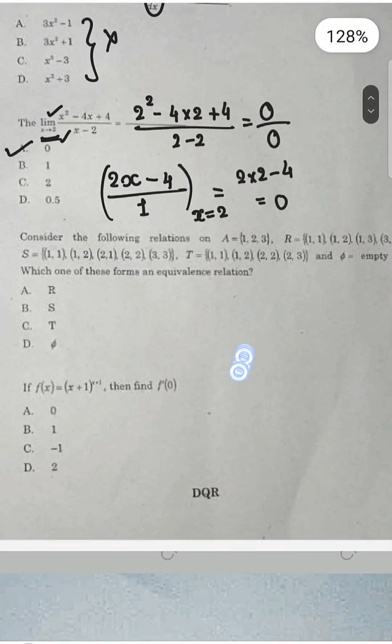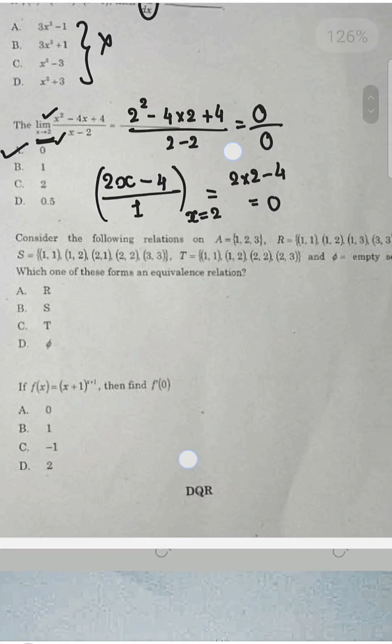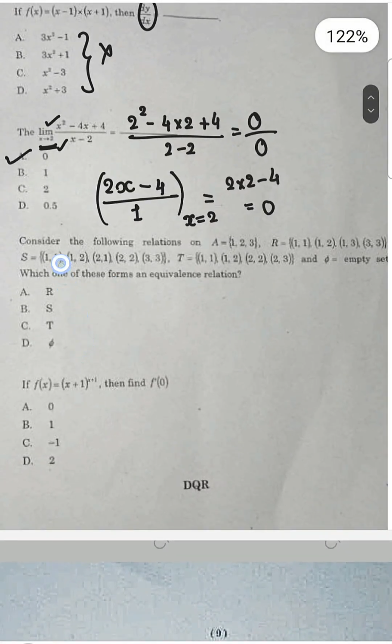Consider the following relations. A is {1, 2, 3}. R is (1,1), (1,2), (1,3), and the last is (3,3). S is (1,1), (1,2), (2,1), (2,2), (3,3). T is (1,1), (2,1), (2,2), (2,3). Phi is an empty set. Which of these is an equivalence relation?